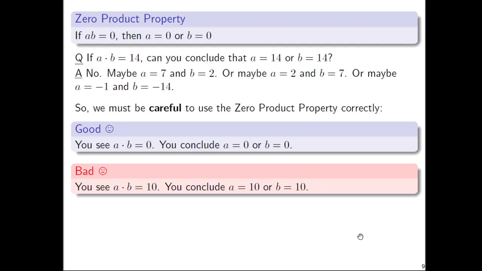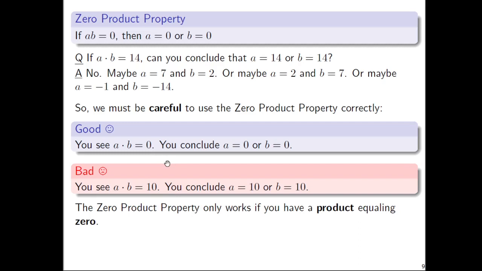Here's the labeling, good versus bad, to show an example of what's good: when you see A times B equals 0, you can conclude A equals 0 or B equals 0. However, if you see A times B equals 10, you should not conclude A equals 10 or B equals 10. That does not work, just like if the product were 14. You really have to have a 0 here.